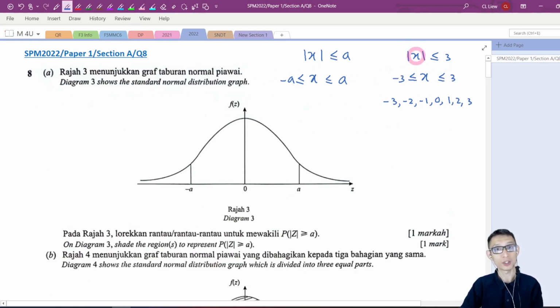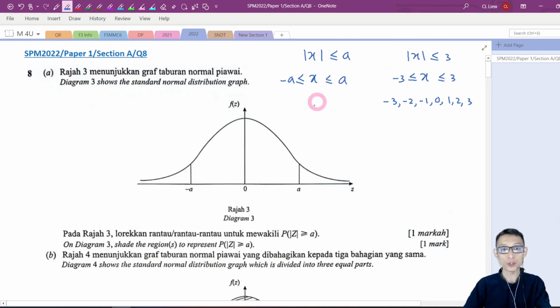If you plug in all these values into here, is that correct? Modulus of negative 3 is equal to 3, right? So 3 equal to 3, correct. If you plug in negative 2 inside here, modulus negative 2, you get 2, less than 3, correct, right? Okay, now I think you should be able to understand this one.